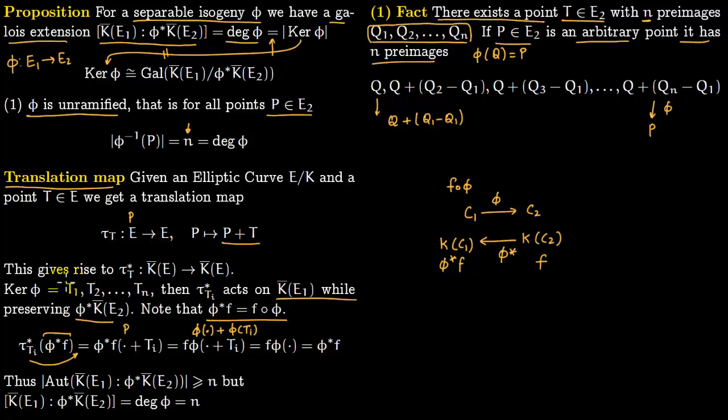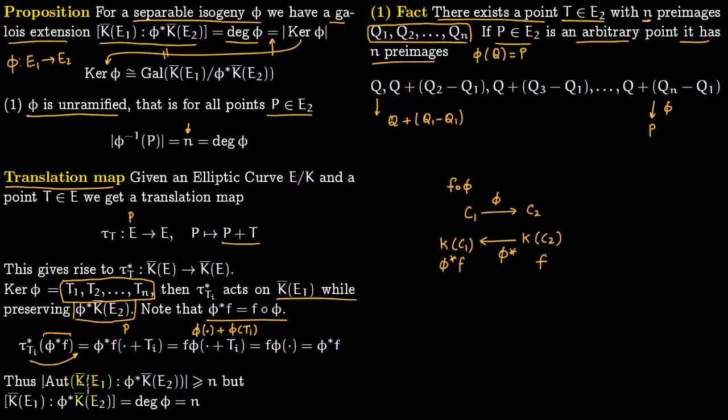So notice that all these points have no impact at all on our phi star of f. You put these points in there using the translation map and it has no impact. So when phi star acts on any function f here, these points have no impact on it. These points act through this on ke1, but they preserve phi star of ke2. They have absolutely no impact on phi star. As you can see here, you're putting these points but they are having no impact.